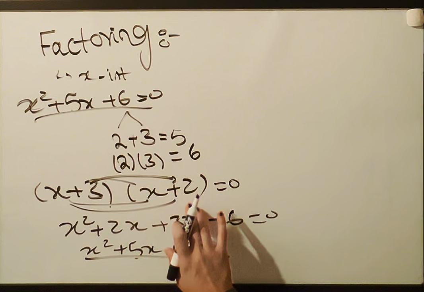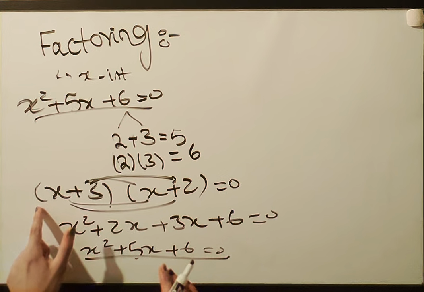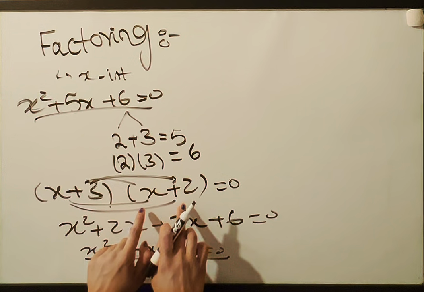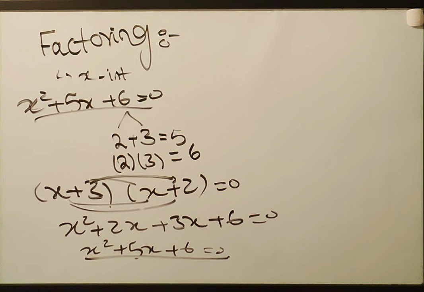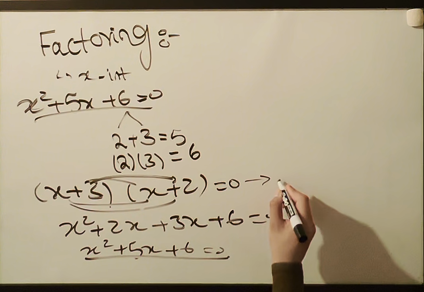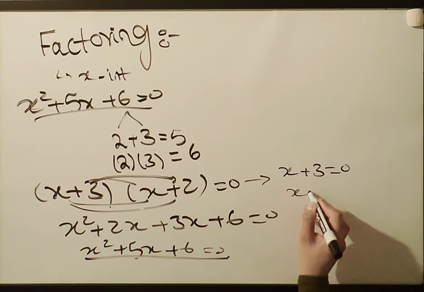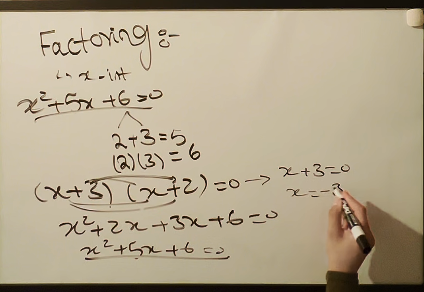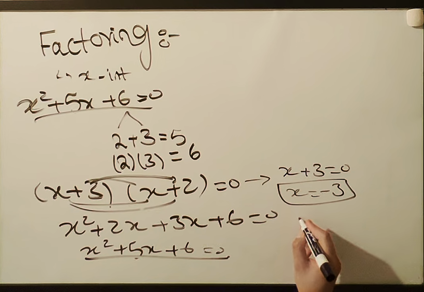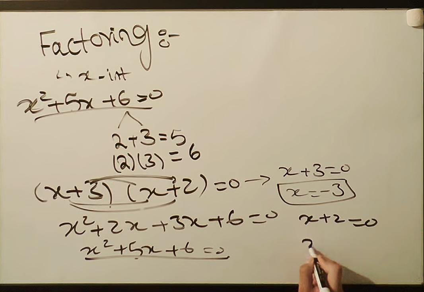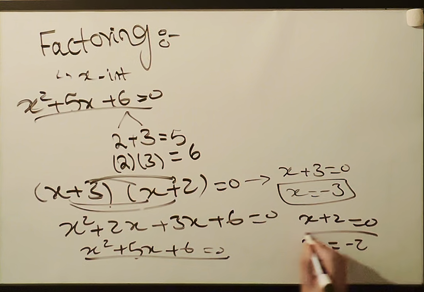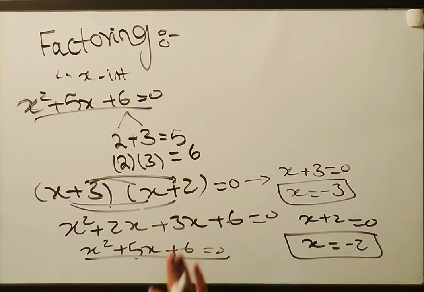Now, what does this tell me about my x-intercept? This tells me that if I set this part equal to 0 and this part equal to 0, it should give me two x values where my y values are equal to 0, which means it's the x-intercept. So our first x-intercept is x plus 3 equals 0, which is x equals, if I move this over there, negative 3. And then the second one is x plus 2 equals 0, and I move this over here, negative 2, which means the x-intercepts are negative 3 and negative 2.